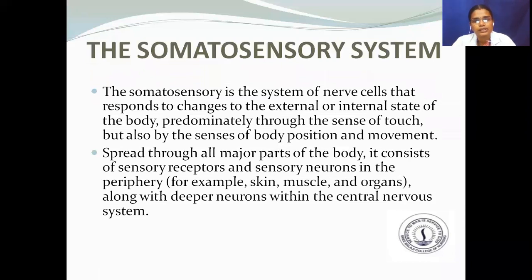The somatosensory system is the system of nerve cells that responds to changes to the external or internal state of the body, predominantly through the sense of touch, but also through the sense of body position and movement. Spread through all major parts of the body, it consists of sensory receptors and sensory neurons in the periphery, for example skin, muscles, and organs, along with deeper neurons within the central nervous system. Through the skin, we can identify the somatosensory neurons and receptors all over the body.